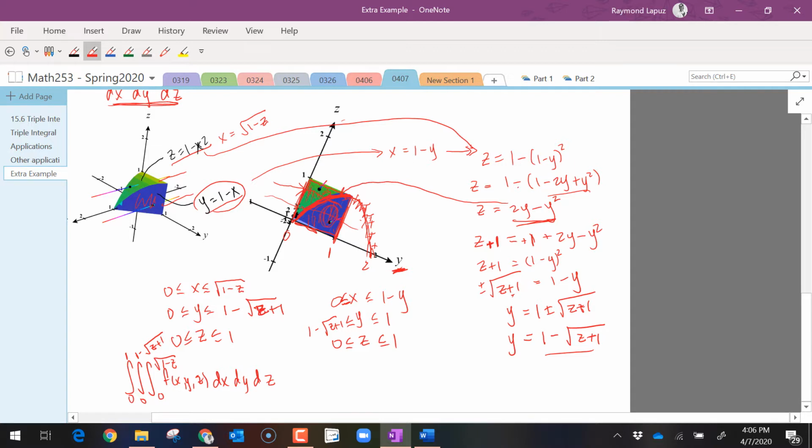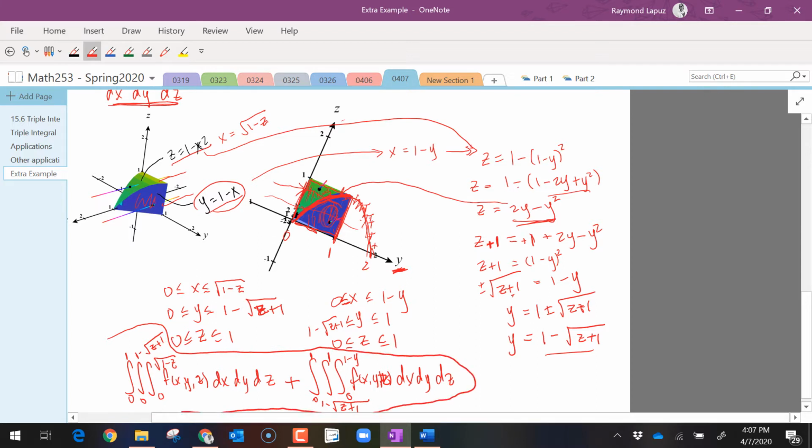Now that's only going to give you a piece of the volume, so you need to add another triple integral. This time it goes from f of x, y, z, dx dy dz. dx goes from 0 to 1 minus y. The y, this time this is the lower limit, 1 minus the square root of z plus 1. And then the top limit is 1 for the y, and then dz goes from 0 to 1. Okay, so this is your not very nice looking integral.